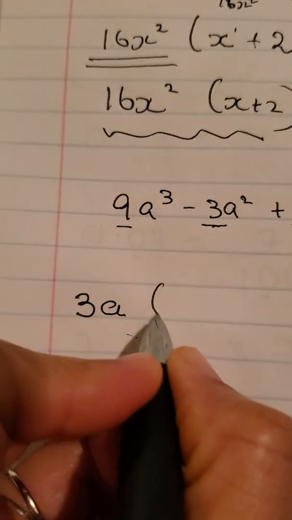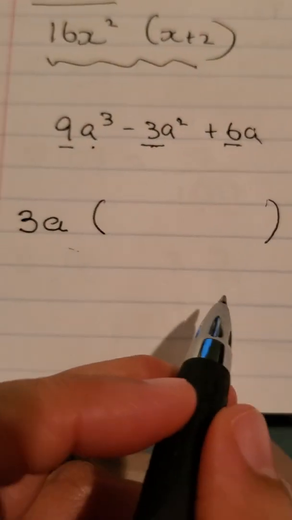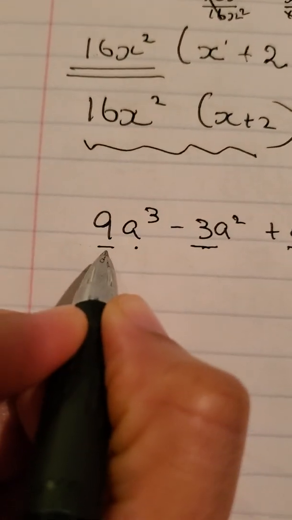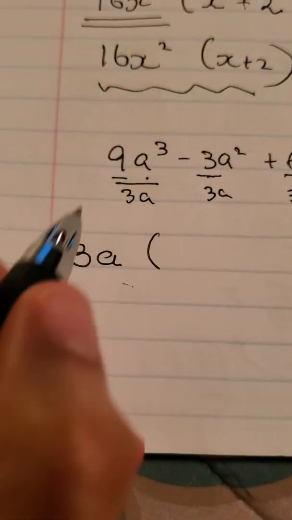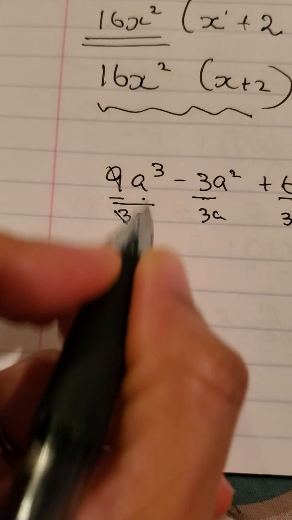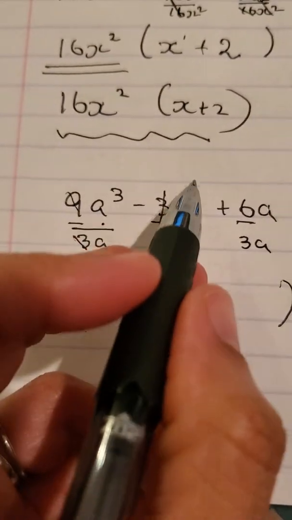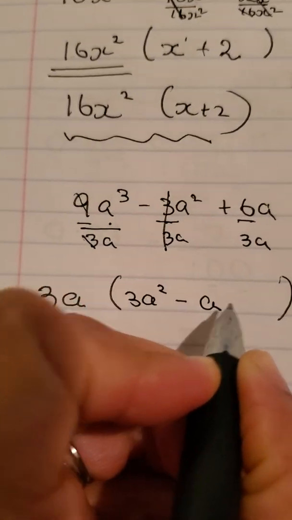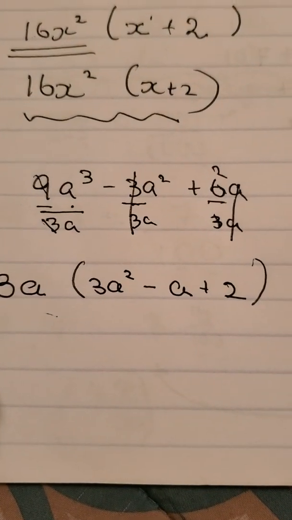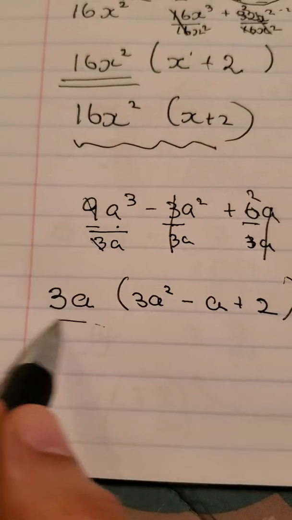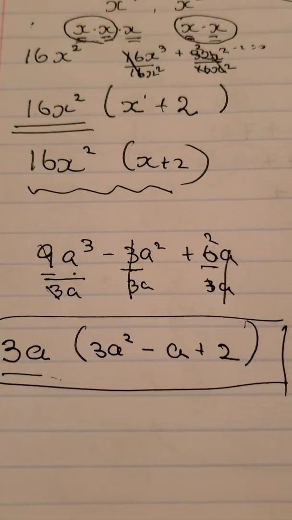So that's 3a. And what factors do we have left over in our factor form? We will divide our GCF into the original expression. And let's see what we have. 9 divided by 3 is 3. a cubed divided by a to the 1 is a squared. Minus 3a squared divided by 3a is a. Plus 6a divided by 3a is 2, and a cancels. And that's our monomial factored from our polynomial. All right. And this is one of the first steps in factoring.